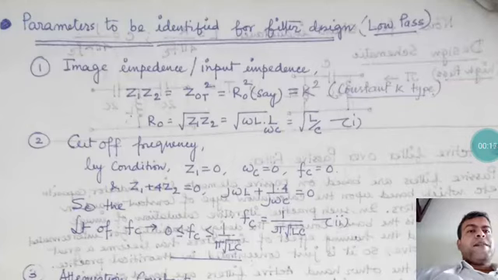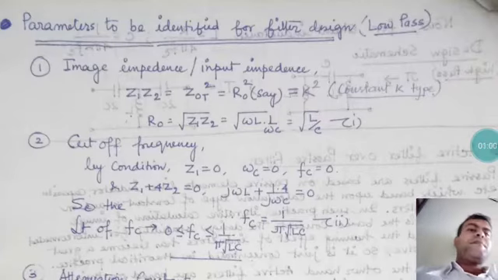Today we are concentrating on the parameters to be identified for filter design, both in low pass and high pass. In the past three lectures I have told you what the image impedance is, what the parametric views to be transferred are, the conditions for short circuit and open circuit, what the pass band and stop band are, and what the phase constant and attenuation constant are. Here we are applying these theoretical views to the particular case of filter design where the constant k type and other types of filter are given.